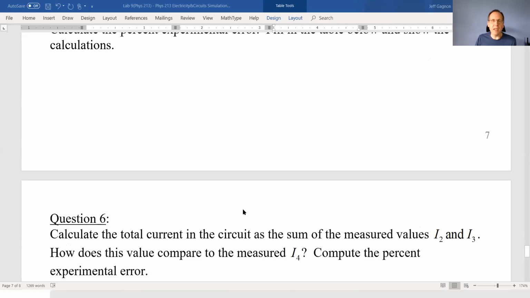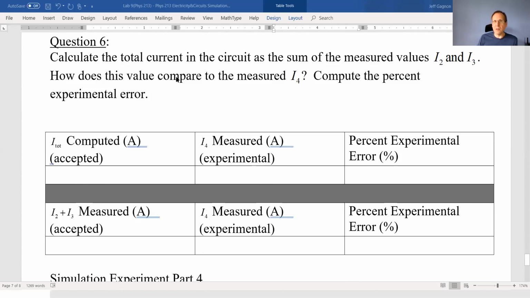And then question 6 is calculate the total current in the circuit as the sum of the measured values I2 and I3. Remember that I2 was the current going through the first resistor, and I3 was the current going through the second resistor. And at a node, whatever current goes into that node must be going out. So in theory, if I add I2 plus I3, that should equal I total, which is either going to be I1 or I4, and again, I'm going to use I4 to compare it to.